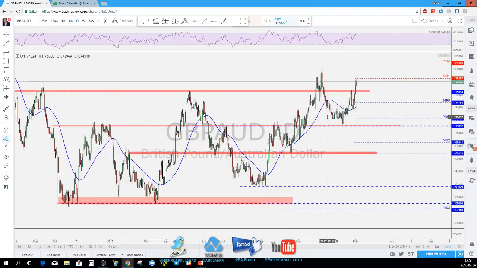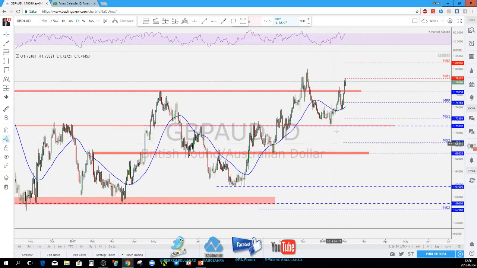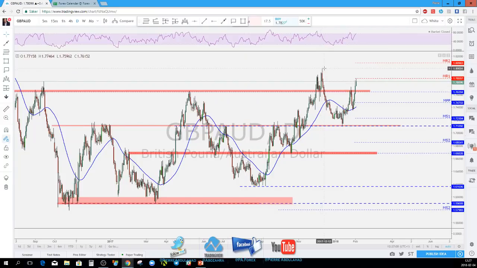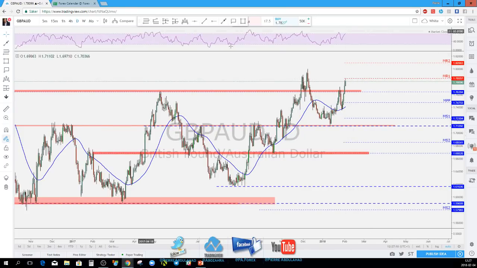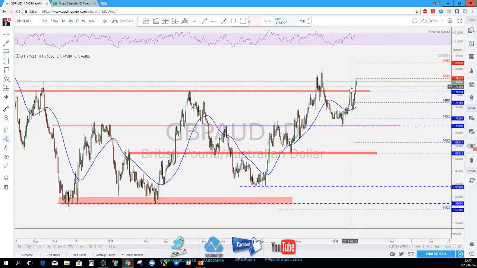Sterling Aussie, also very good movement to the upside. Now last week we did break this last high, and it seems that the market objective is to reach these extreme highs at least. We do have the monthly R1 here that got tested on Friday, and still there is some momentum in this move.